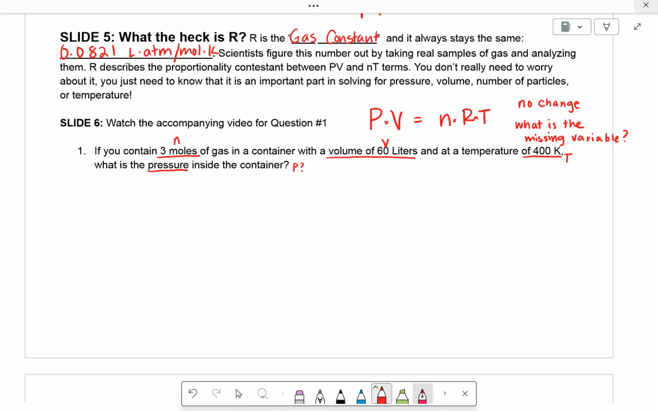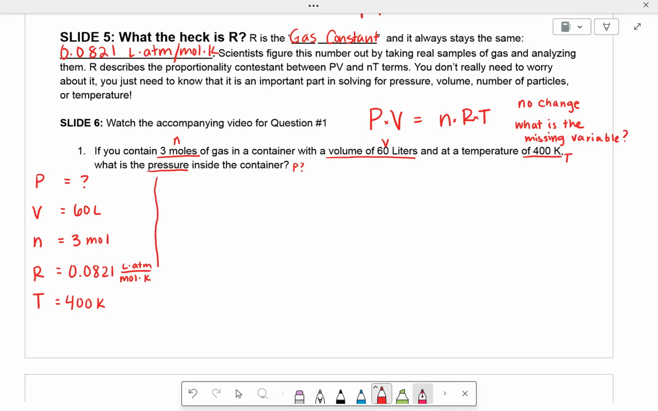That is our unknown. What I would suggest you do is you make a list, like we've done in previous units where we have math equations. Make a list off to the side of all of our variables. So before you start anything, make a list. Also, if you get in the habit of making this list right away, you're going to be able to tell if it's going to be ideal gas law or if it's going to be a PVn table, based off of what variables you can fill in and what you're missing.